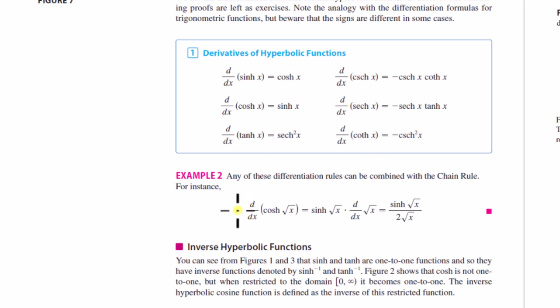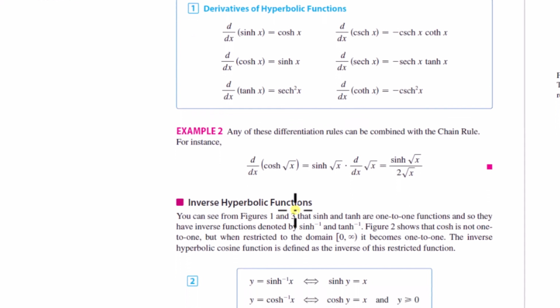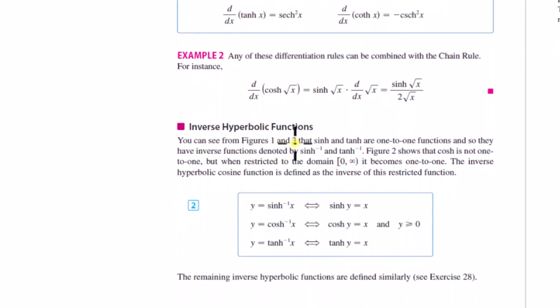Okay, here they're just showing that you can apply the chain rule to hyperbolic functions, just like any other function. Inverse hyperbolic functions. You can see from figures 1 and 3 that hyperbolic sine and hyperbolic tangent are one-to-one functions, and so they have inverse functions denoted by the inverse of those. Figure 2 shows that hyperbolic cosine is not one-to-one, but when restricted to the domain 0 to infinity, it becomes one-to-one. The inverse hyperbolic cosine function is defined as the inverse of this restricted function.